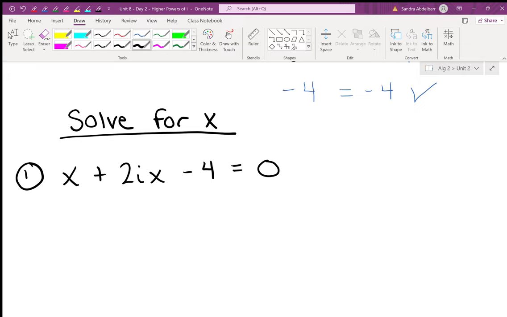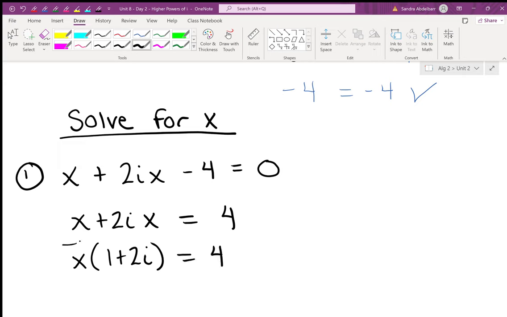So what am I going to do? I'm going to get everything with an x term on the left side. Anything that doesn't have an x term on the other side, I'm going to add over that 4. So now I have x plus 2ix equals 4. What do you think I'm going to do on the left side? Good. I'm going to pull out a GCF of x. When I pull out a GCF of x, I'm left with 1 plus 2i.